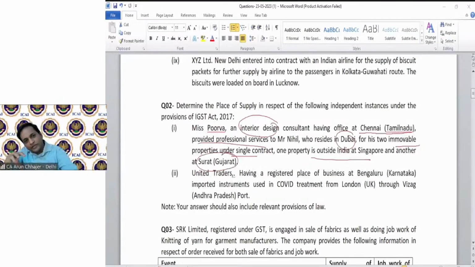The next point: Miss Purva is an interior design consultant at Chennai and is providing interior decoration services at Surat as well as at Singapore. What would be the place of supply? And more important, that contract is a single contract. Now give me the analysis and then I will give the reply. I'll wait for 2 minutes.